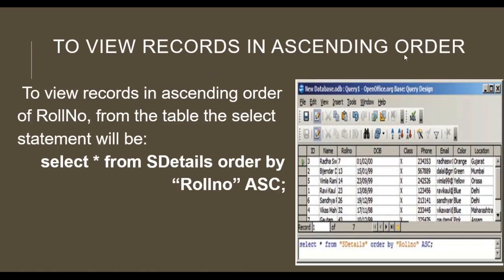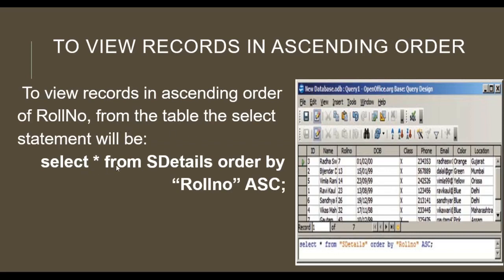The next one, order by. The select statement consists of two clauses. One is where, which is used for grouping the same type of values present in the table. The next one is order by. Order by is used to order your data in either ascending order or descending order. To view records in ascending order of roll number, what do I have to do now?